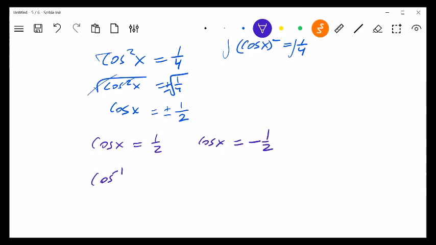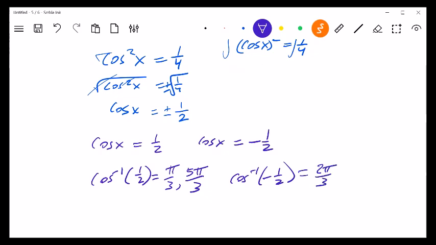So cosine inverse of 1/2. Those angles where that's true is pi over 3 and 5 pi over 3 on the unit circle. Cosine inverse of negative 1/2. On the unit circle, you see that at 2 pi over 3 and at 4 pi over 3. So we have 4 answers, all of which are good acceptable answers.